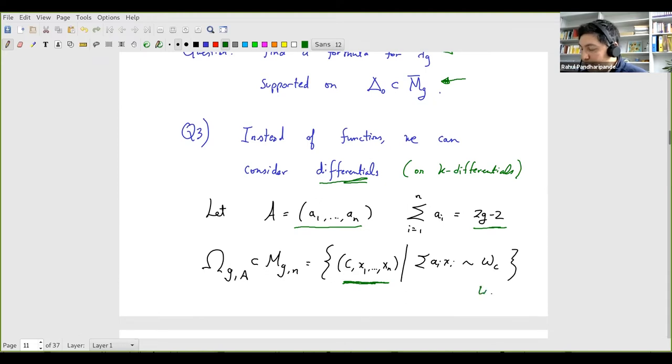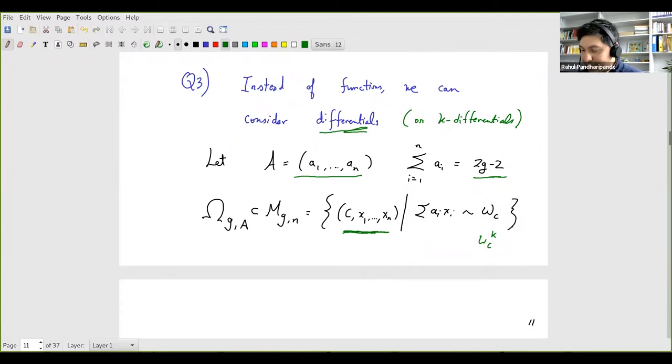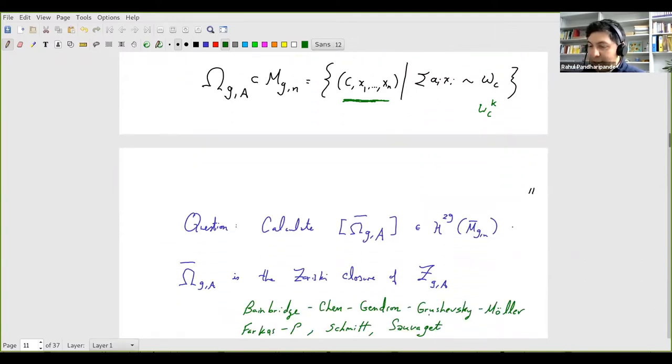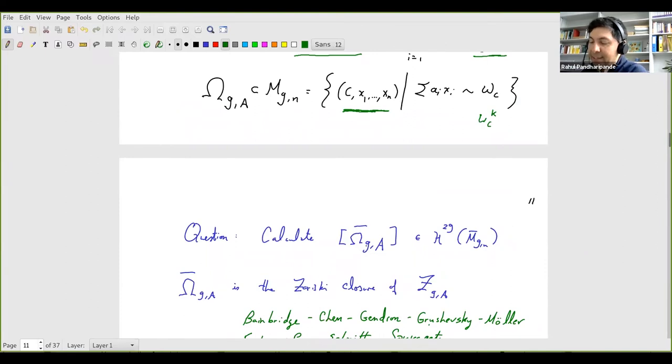We could also ask about a K differential, and that's more or less all you can ask about, because if you want to talk about all curves at once, the only line bundles are the trivial bundle and twists of the canonical. That's why they're called canonical. So the question then is to calculate the cycle over MGN bar.